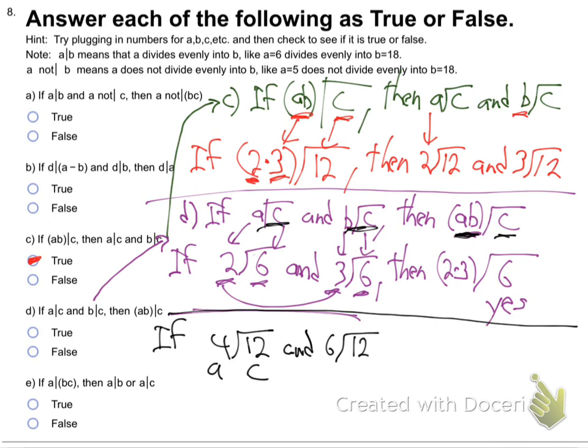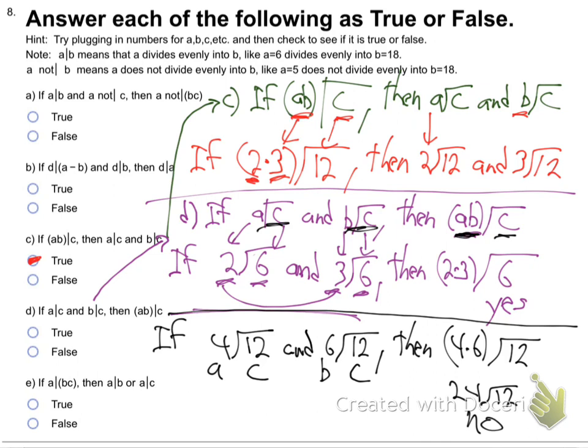This is A, this is C, B, and C. 4 goes into 12 evenly, 6 goes into 12 evenly. Then 4 times 6 will go into 12 evenly. No, that's 24. That doesn't go into 12 at all. It's bigger than 12. That's not true. See how that's a counterexample? That proves that this thing is not always true. This is a false statement. It's true sometimes. It was true here, but it's not true there, because 4 times 6, 24, is too big to go into 12.